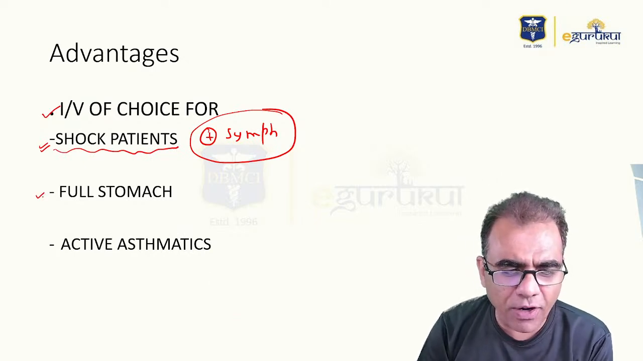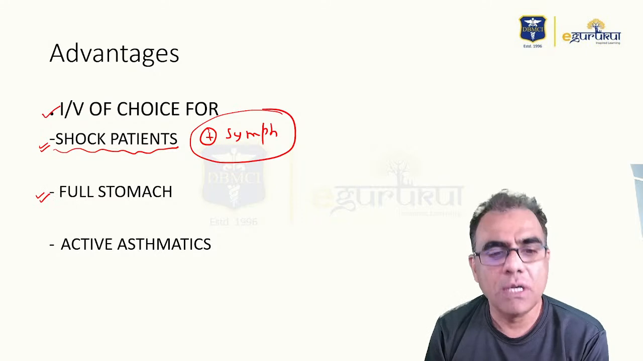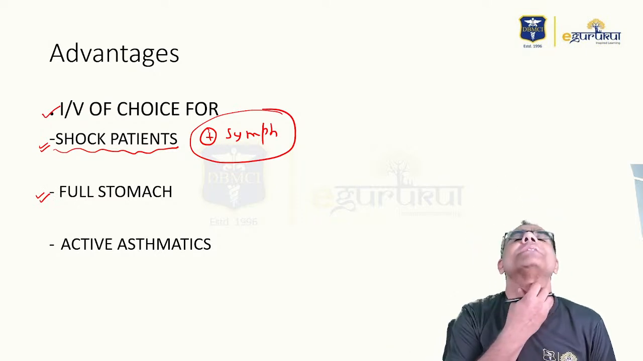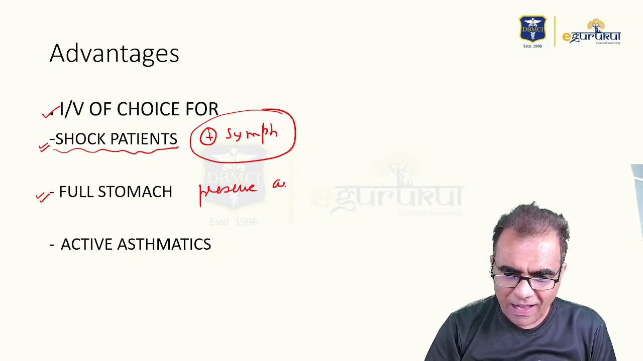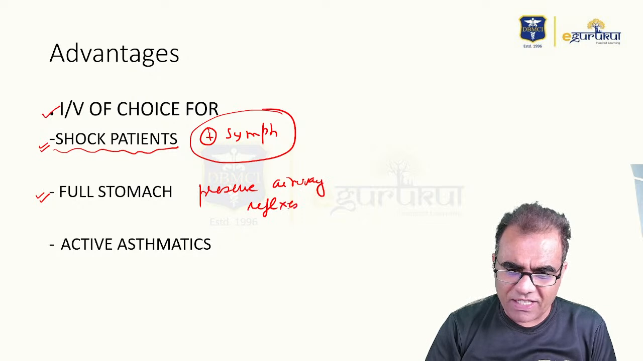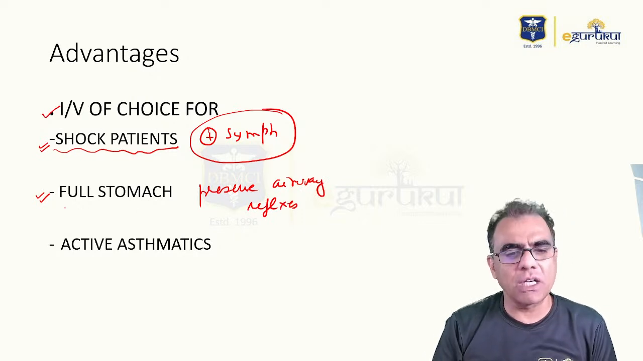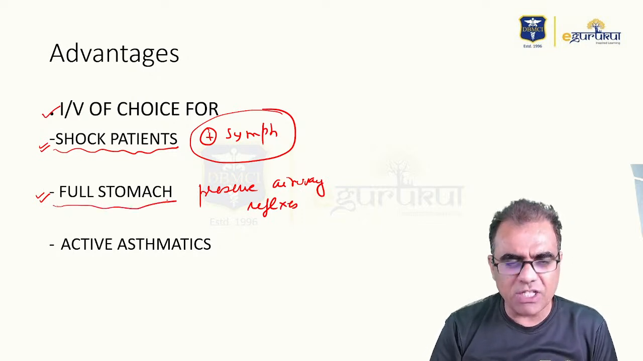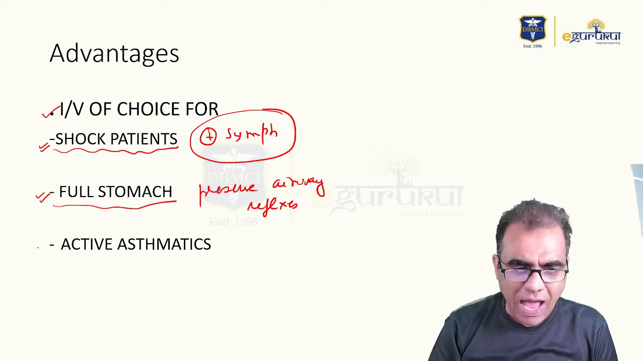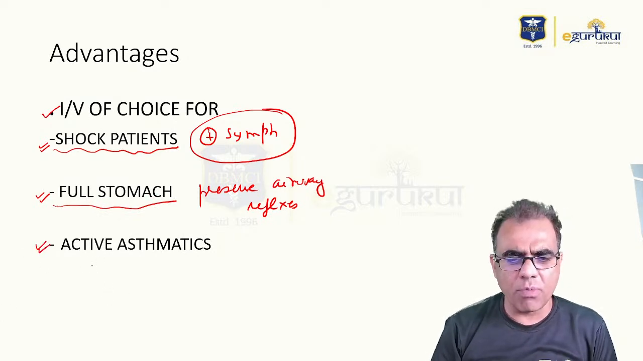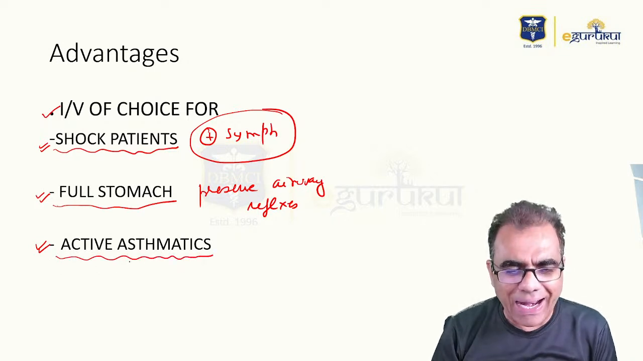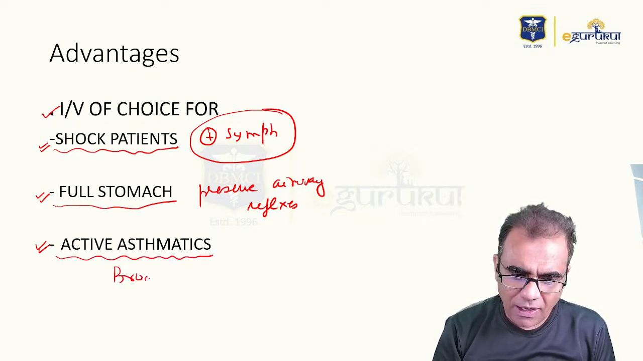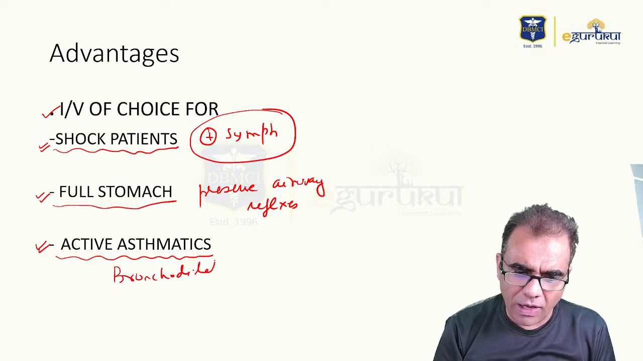Then it is preferred for full stomach patients. Why? Because it maximally preserves airway reflexes. Preserved airway reflexes mean minimum chances of aspiration, making it an IV agent of choice for full stomach patients. And then it is a very, very potent bronchodilator, making it an IV agent of choice for active asthma patients.